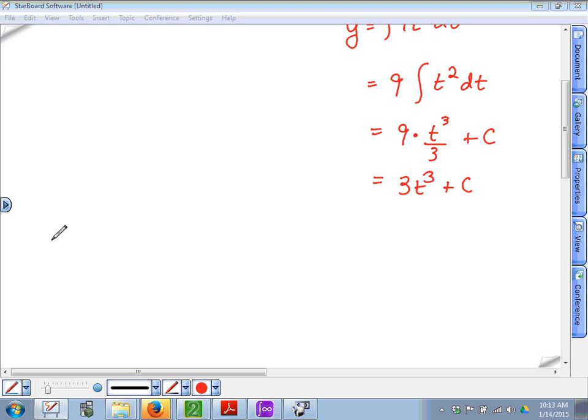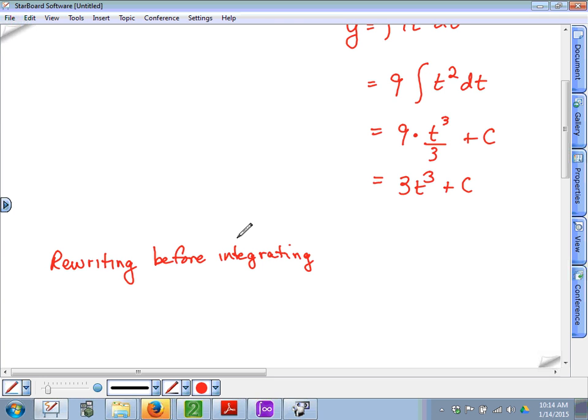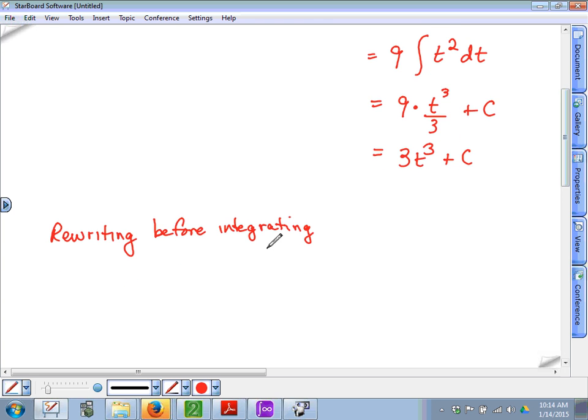This is one reason why students perceive integration to be more difficult. It really isn't. But for reasons like this, you have to be clever about things before you integrate. So this is rewriting before integrating. It's kind of like those limits we just practiced. Some of those limits you couldn't evaluate by direct substitution, right? So what did you have to do? You had to rewrite it, rearrange it, manipulate it in some way. There's a lot of that happening here. Okay?